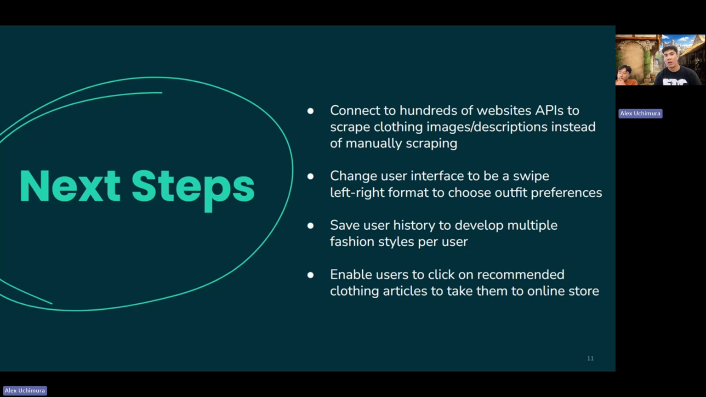Another next step would potentially be to save the user history that somebody has accumulated over a certain amount of time to develop certain fashion styles per user, which would be really helpful, as well as to enable users to click on recommended clothing articles that they like that would take them to the online store selling that article of clothing so that they could purchase it themselves.